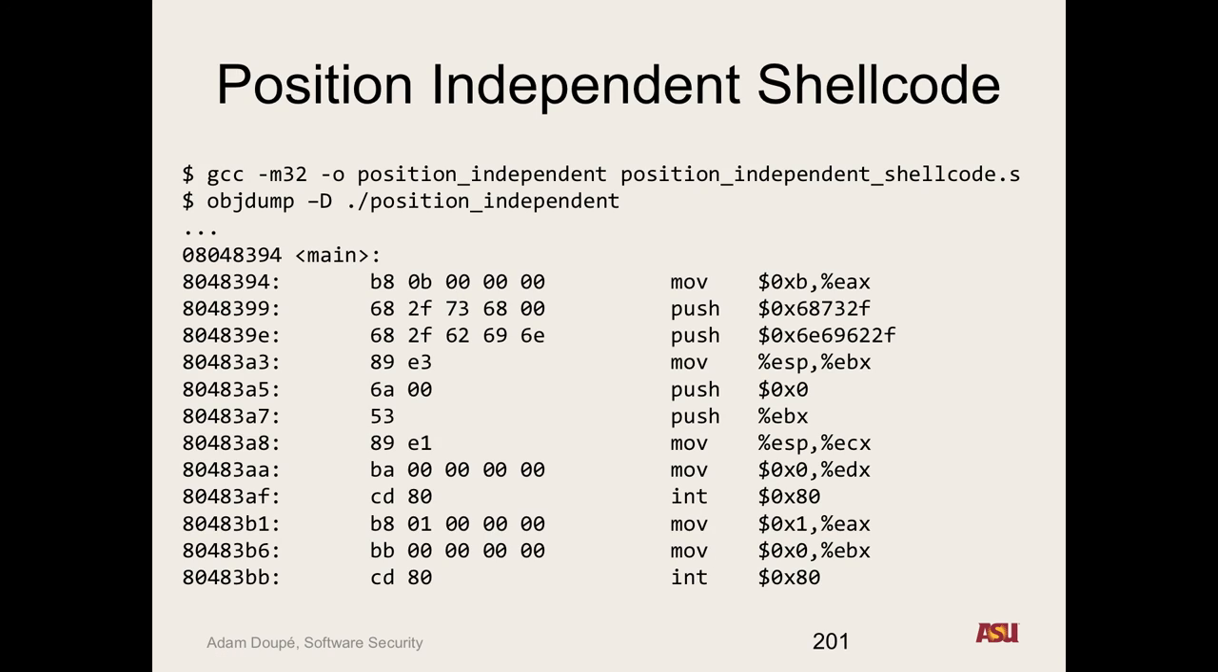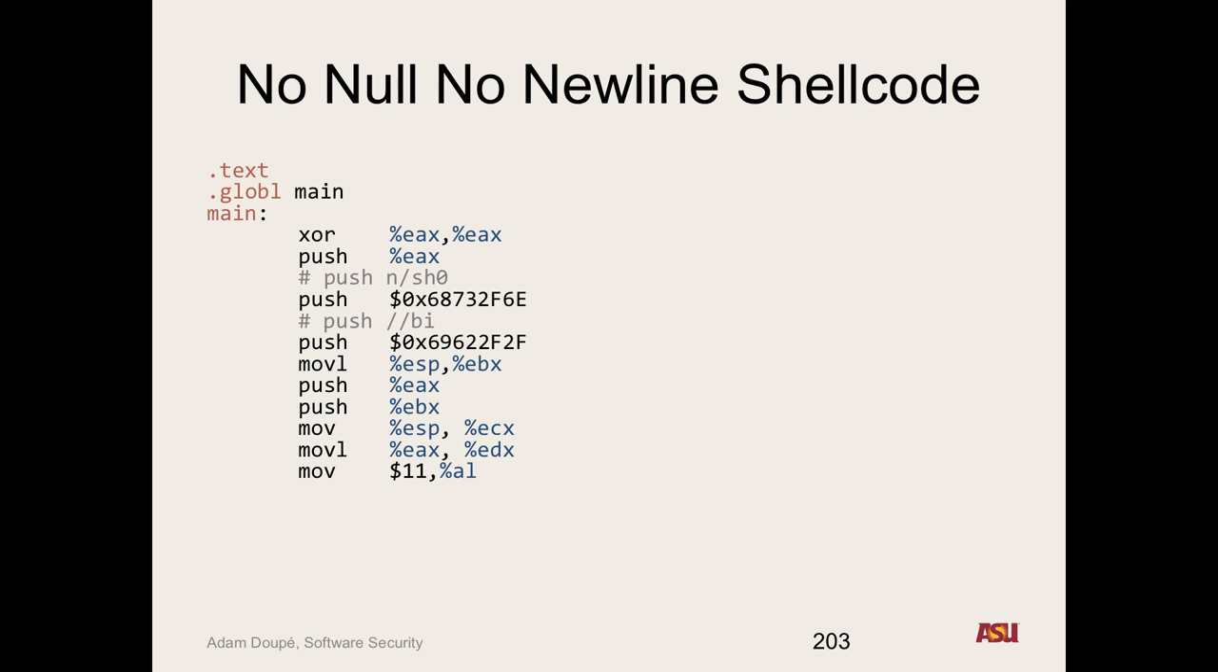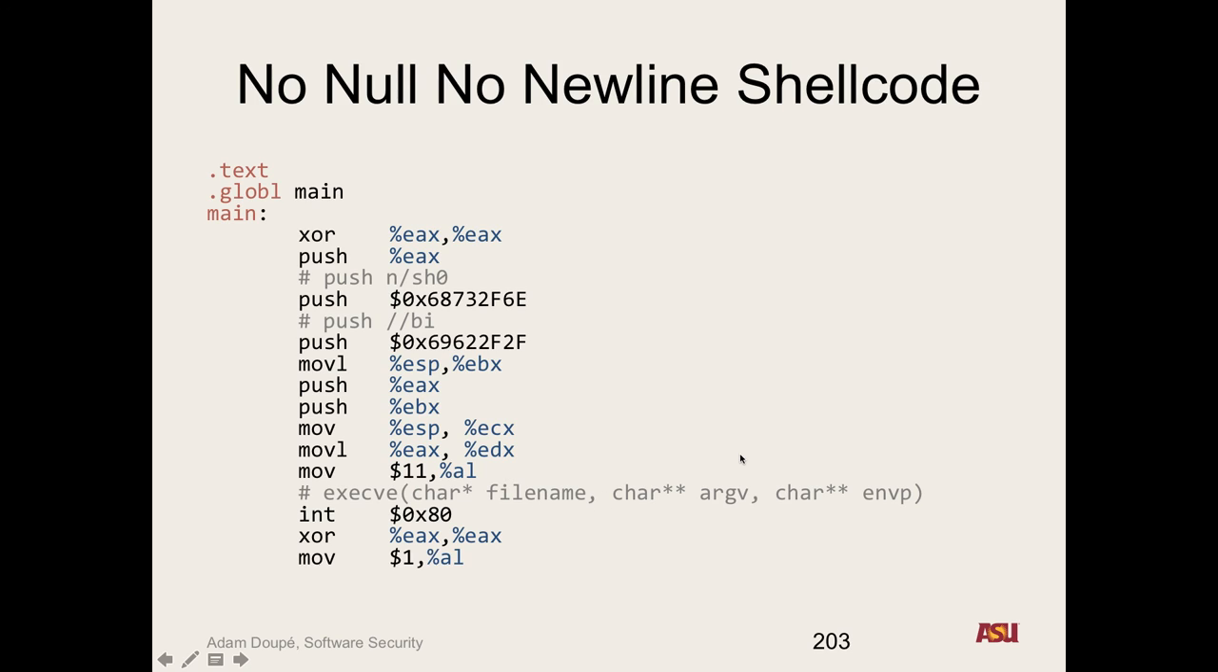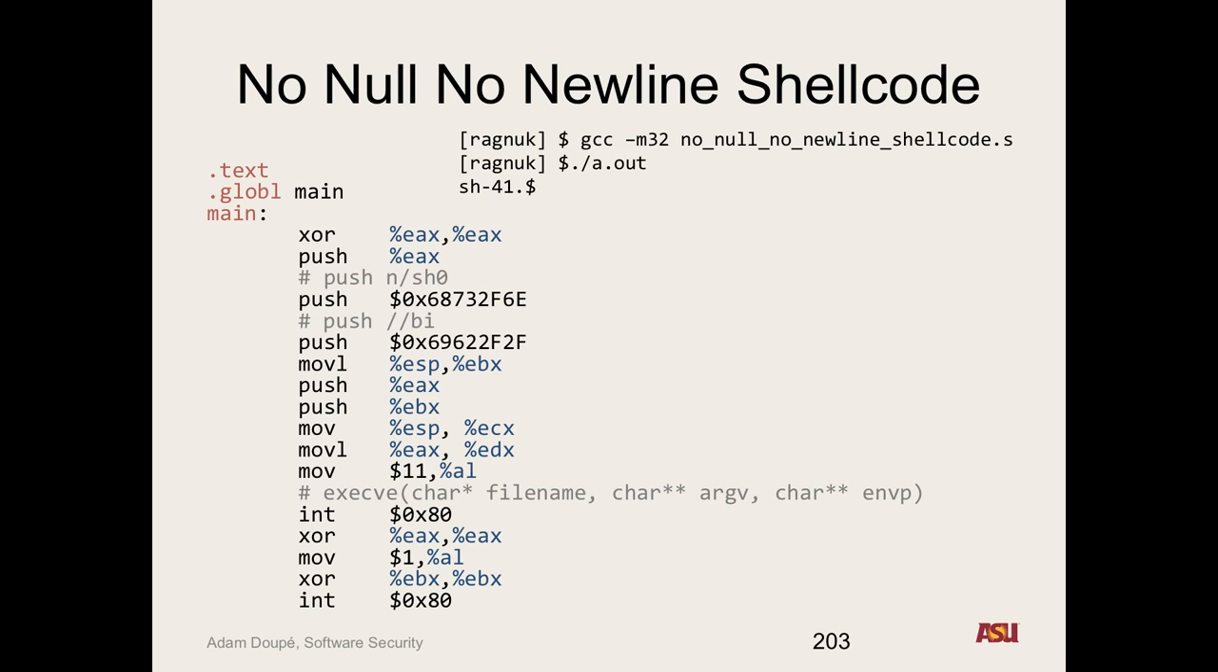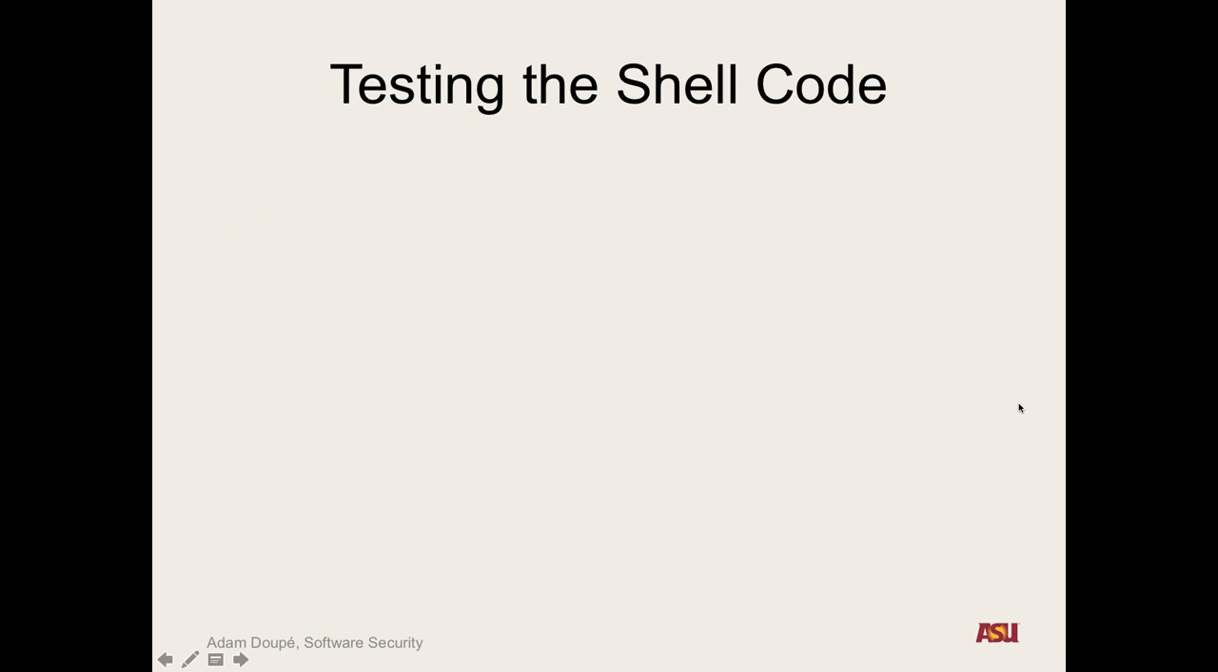But what do we know about the rest of EAX? Zero. Yeah, so this will work. So we move 11 into there, and then we call our int 80, and then here we set EAX to 1, and then we set EBX to 0, and we call int 80 again. So now we can compile this, run it, and we get a shell. Yay. So then we can test it to make sure that it works.